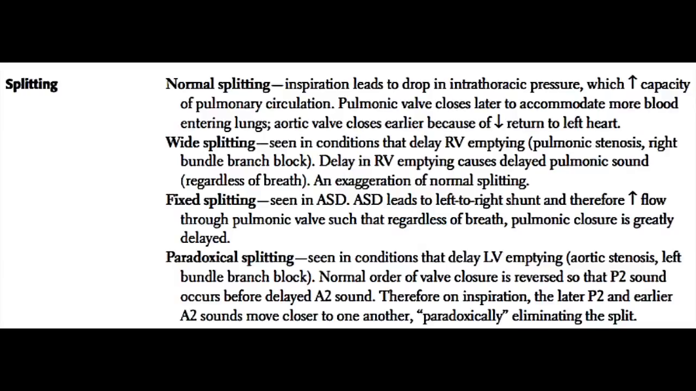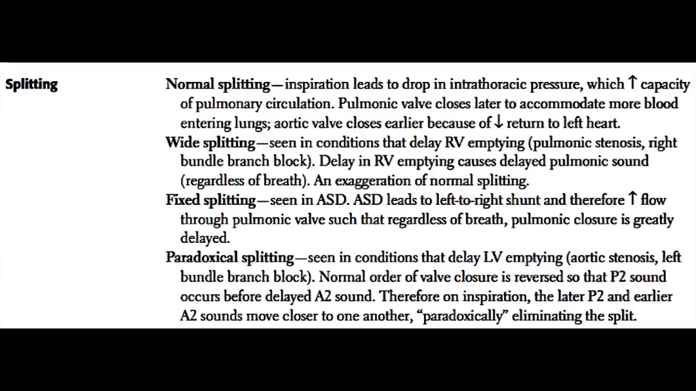With wider splitting, this is again seen in conditions that delay right ventricular emptying, for example, pulmonic stenosis or right bundle branch block. Right bundle branch block delays right ventricular emptying because the electrical signal to the right ventricle is delayed by the block of the right bundle branch. A delay in right ventricular emptying causes a delay in the P2, regardless of breath cycle.